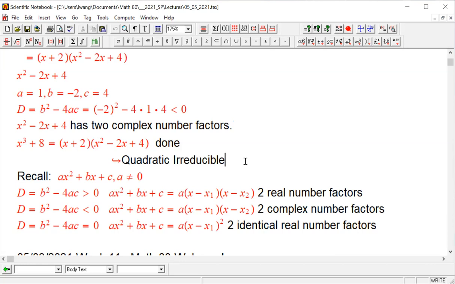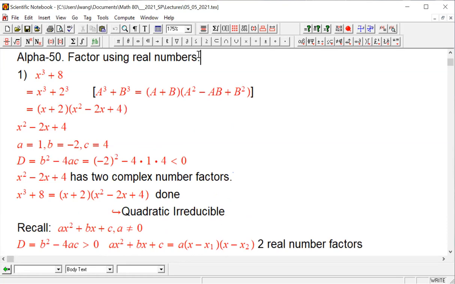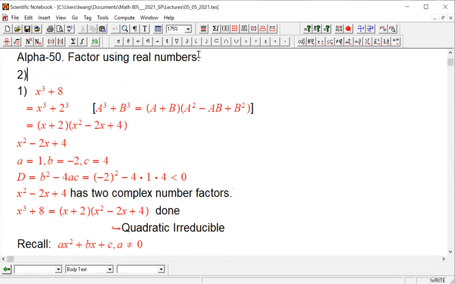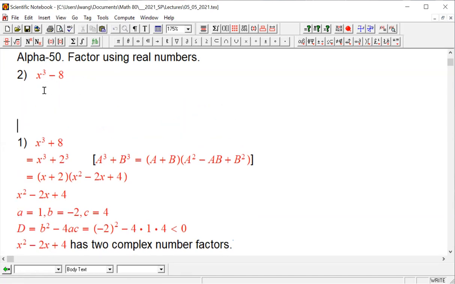So that's the first one on number 50. Next, I want you guys to try to work on number 2. We'll see what happens for number 2. It's x raised to the power 3 minus 8. It's a similar situation, and we want to analyze if this quadratic will be irreducible or not.